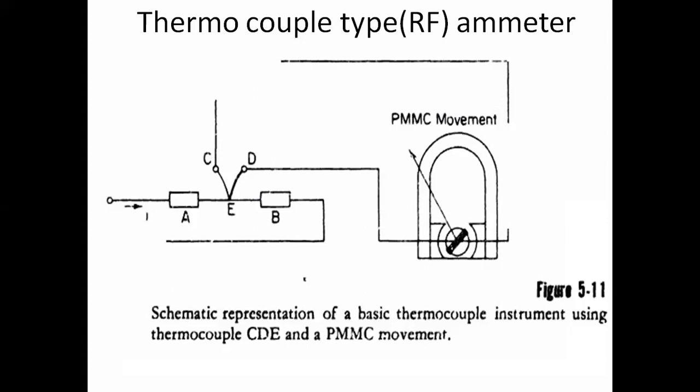So that's why this particular instrument can also be called an RF ammeter, because we can measure signals in the megahertz frequency range. The signal has a megahertz range of frequency, and we can measure that current using this thermocouple type of ammeter. So that's why we can call it an RF ammeter, radio frequency ammeter.